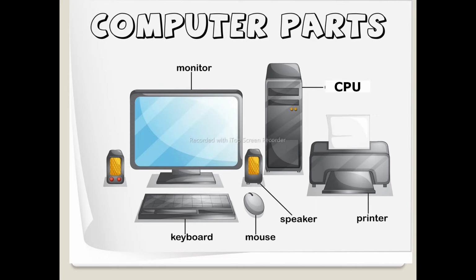We were learning the different parts of the computer, in which we have covered the speaker, keyboard, monitor, CPU and printer. We have seen the functioning of all these. Today we will start with the mouse. So now, dear children, you must be seeing this pointer.